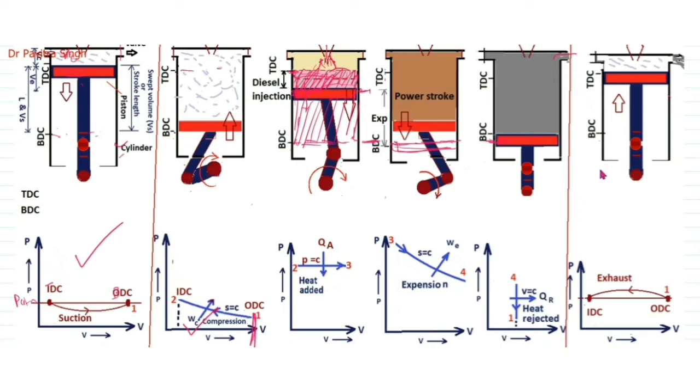Further, the burnt gases will be thrown out into the surroundings via the outlet valve, and this piston will move from BDC to TDC. So this volume is decreased. Due to decrease of volume, the pressure will be higher than the surroundings. So in this duration, the outlet valve will be opened, and burnt gases will be thrown out into the surroundings by this outlet valve.